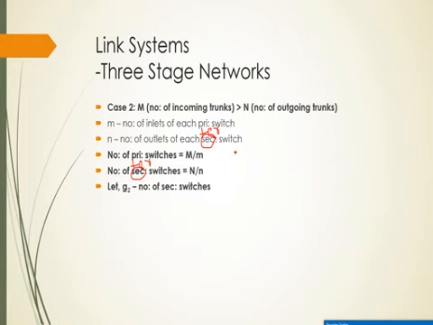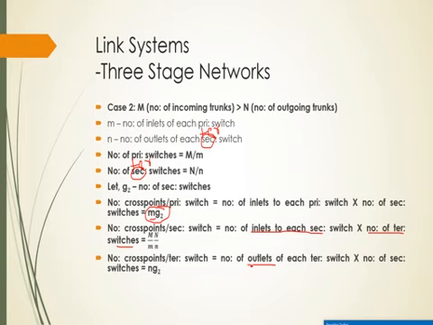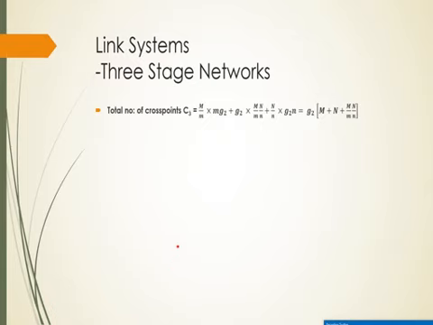Now the number of cross points for the tertiary switch: since it is the last stage, we have to consider the outlets. The number of outlets for each tertiary switch is multiplied by the number of secondary switches, because that is the switch stage present before it. So this turns out to be n into G2. Therefore, the total number of cross points is given by the number of primary switches into the cross points per primary switch, plus the number of secondary switches into the cross points per secondary switch, plus the number of tertiary switches into the cross points per tertiary switch. So this ends up in this equation.